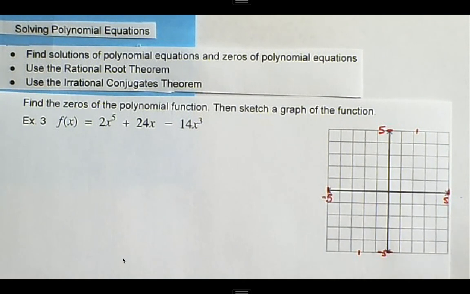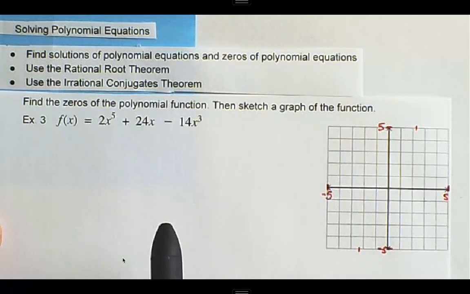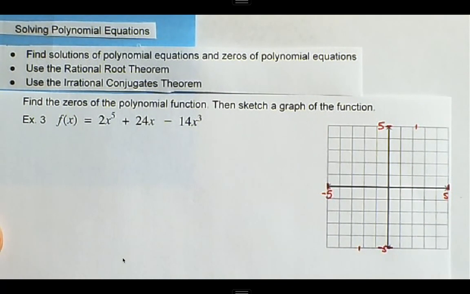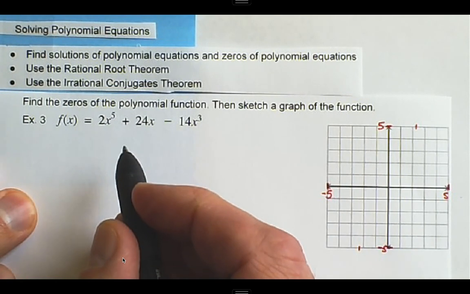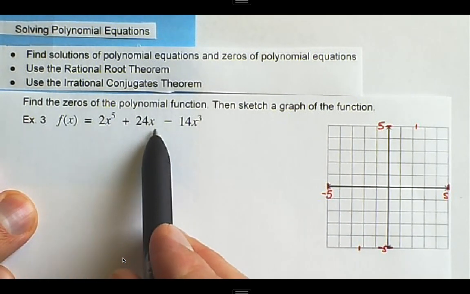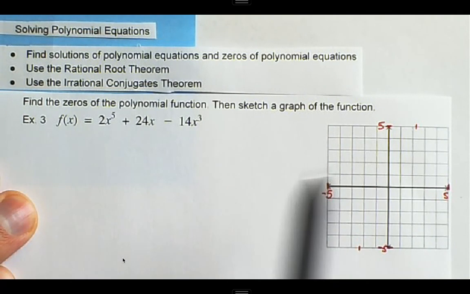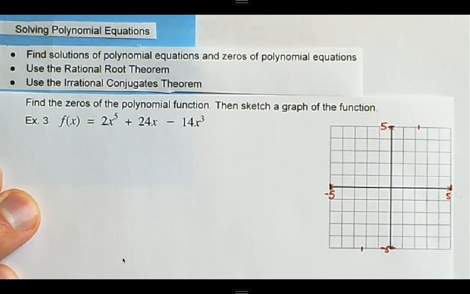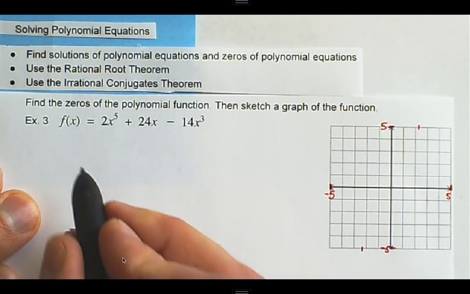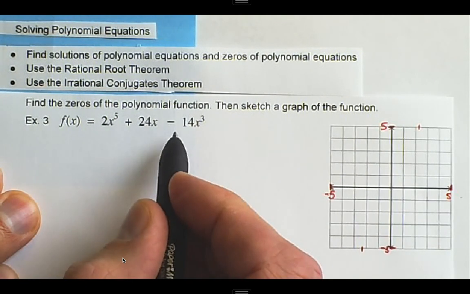We're talking about solving polynomial equations, and we're looking at using factoring to solve them. So we look at our function here. After we factor it, we want to sketch the graph. It's just a sketch, so the thing that's really going to help us out is finding our zeros. So that's what we're going to do. We're going to factor this to find our zeros.